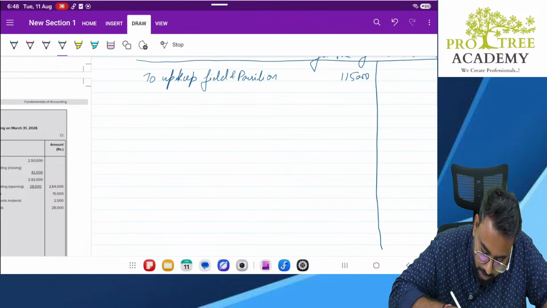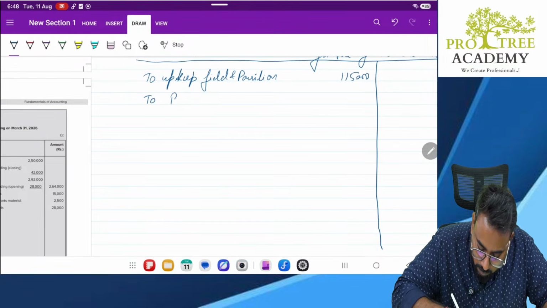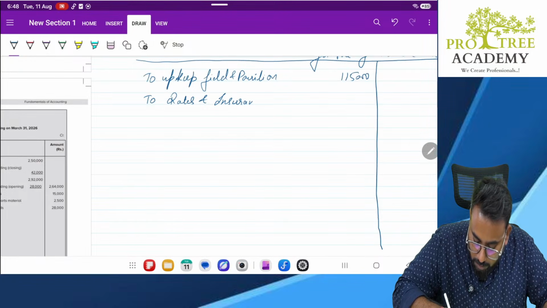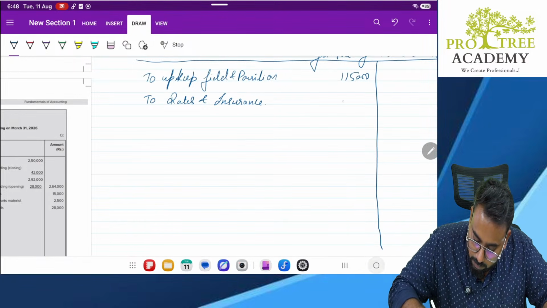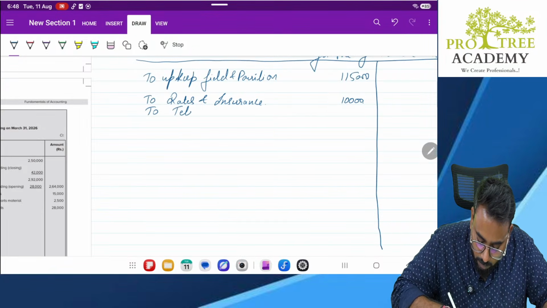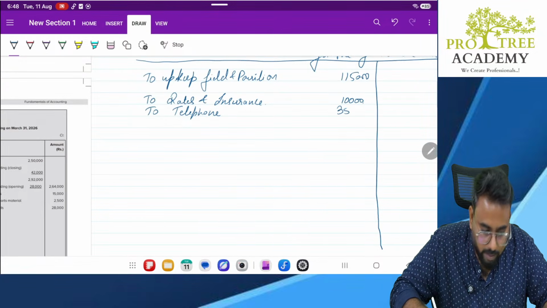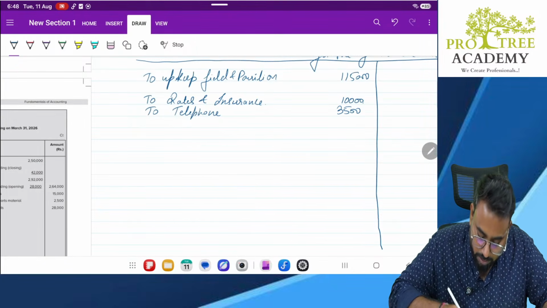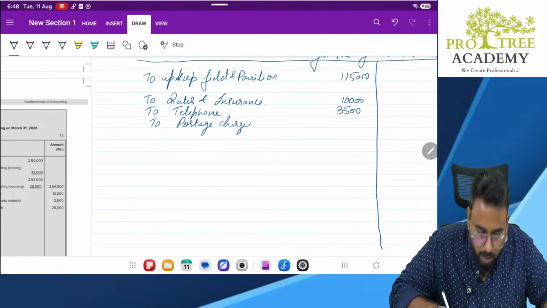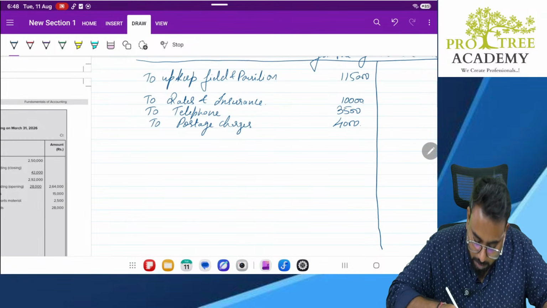Next, what is the expense? Rates and insurance. How much is the amount? 10,000. Next, telephone, 3,500. Correct? Next, postage charges. How much? 4,000.